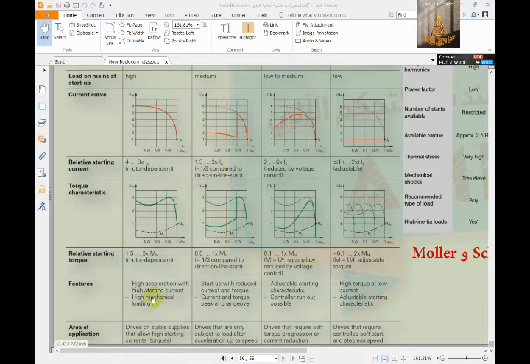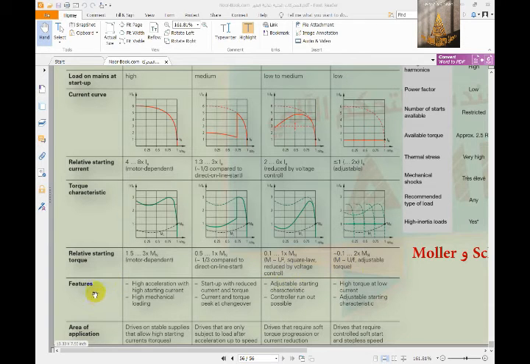So in another comparison, the relative starting torque we will find is 1.5 and 3 Mn. It's just half, 1 Mn. It's 0.1 Mn. It's low here, and here also low. Okay, it's adjustable torque, okay.